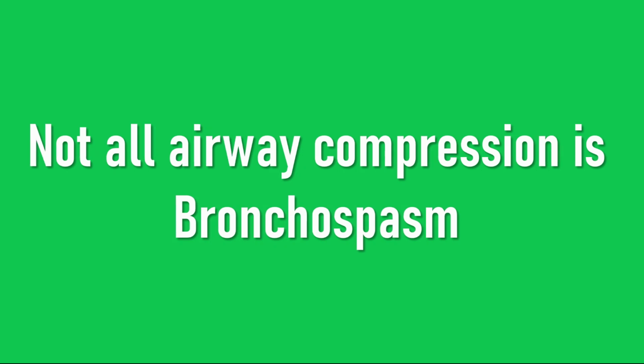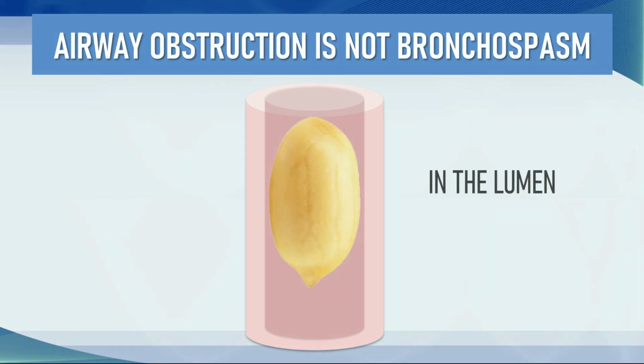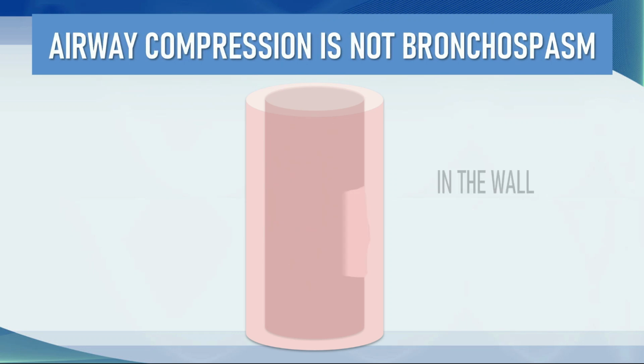Now, a way of looking at airway compression or airway obstruction is to categorize it. For example, it may be a problem in the lumen: an inhaled foreign object, a surgical throat pack, a piece of suction tubing that got stuck there, all kinds of stuff. And that will obstruct the airway without the airway itself being diseased. It may be in the wall.